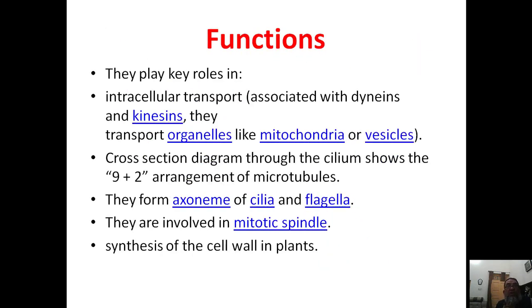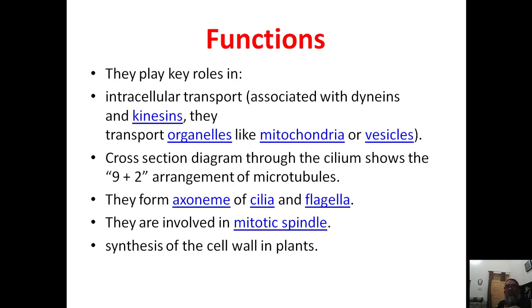Microtubules play a functional role in intracellular transport with dynein and kinesin. Very important are cell movements, cilia and flagella, and the movements of the various organelles within the cytoplasm. For example, transport of organelles, mitochondria, and vesicles. Vesicles such as lysosomal vesicles.